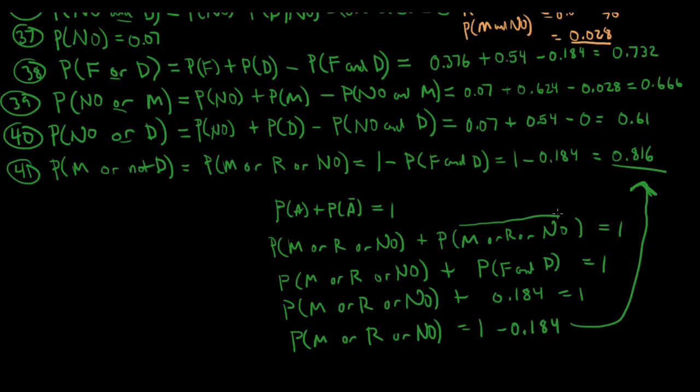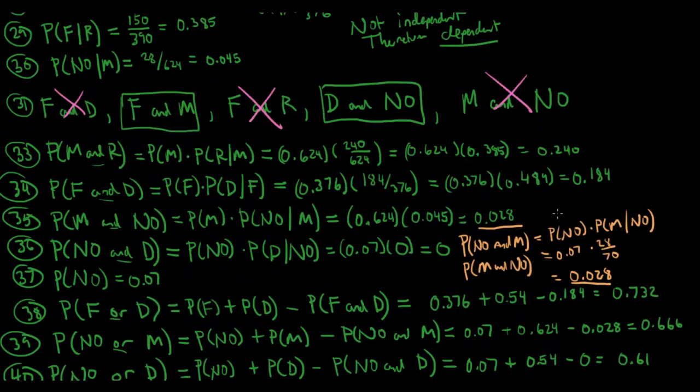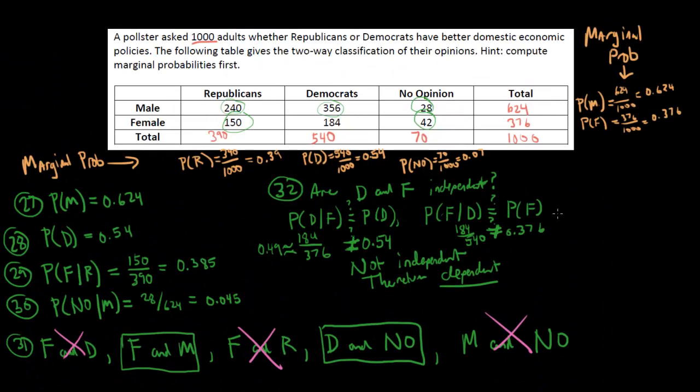All right, so that was questions 27 through 41. I hope it's been helpful. If you have any questions, feel free to ask. Again, just review this as you're studying for your test, test 2, or if you're just somebody out on YouTube watching, hope it's been helpful as well. Again, we were answering questions about a two-way classification chart on a sample of 1,000 adults who happen to be either Republican, Democrat, or no opinion, male or female.